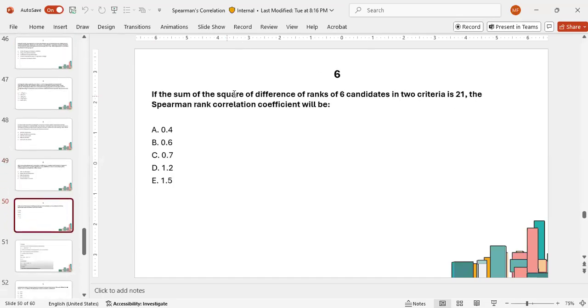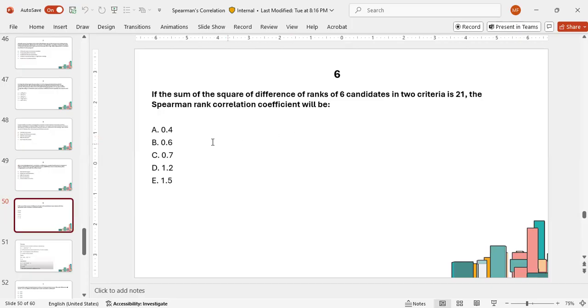Okay, if the sum of the square of differences of ranks of 6 candidates in 2 criteria is 21, the Spearman ranks correlation coefficient will be A 0.4, B 0.6, C 0.7, D 1.2 or E 1.5. You will have to do the calculation to get the answer of this MCQ. You are given the total number of observations, that are 6, and then the sum of the square of the difference. That means that sum of D square is 21. Now you will have to put these values into the formula and get the answer.